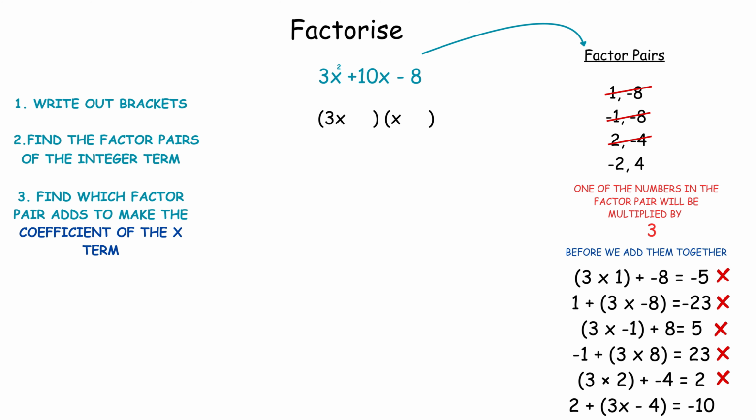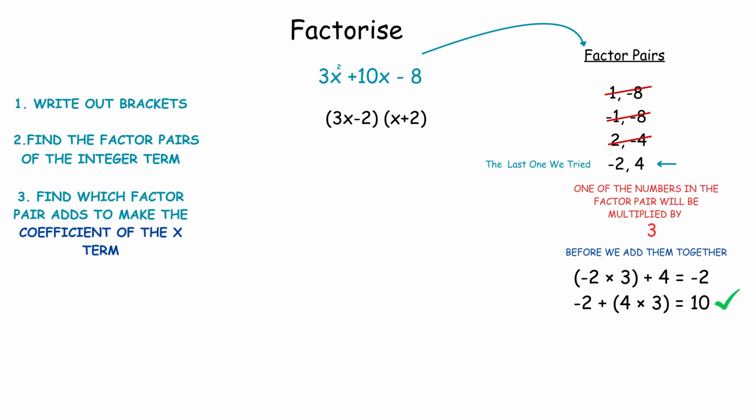The final pair -2 and 4 works if we multiply the 4 by 3, giving -2 plus 12, which equals 10. Therefore, we put the 4 in the bracket with 3x and the -2 in the other bracket. Expanding gives 3x squared plus 10x minus 8, confirming our answer.